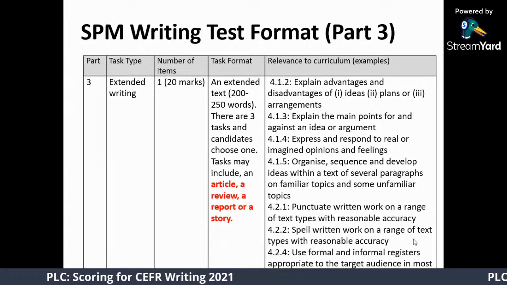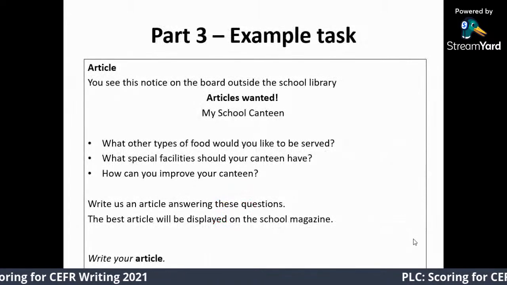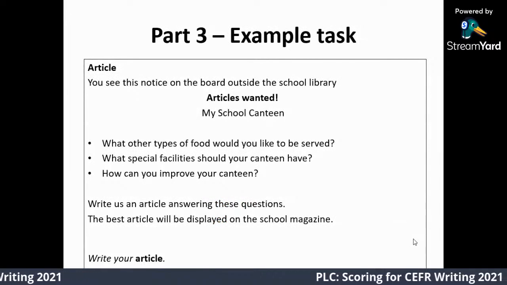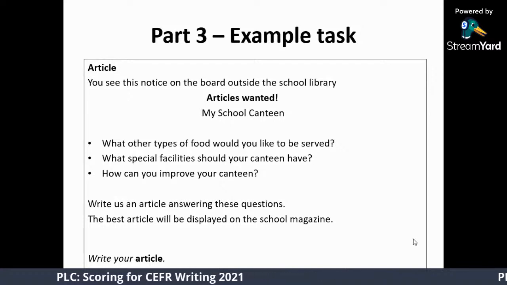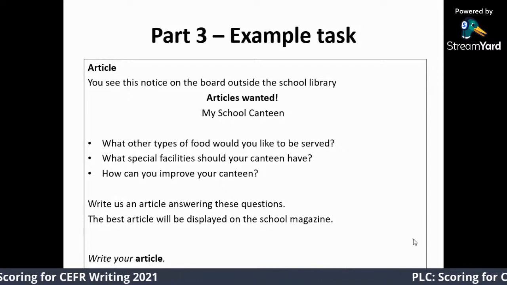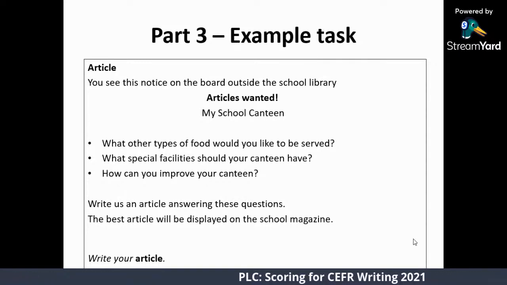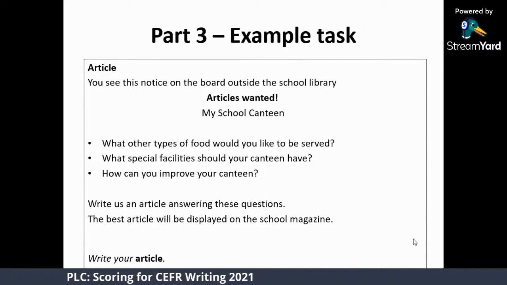Okay, let's look at an example. Izu, could you go to the example? So this is the first example, an article. Imagine that this is a notice on a notice board outside a school library. The theme is my school canteen. What other types of food would you like to be served?